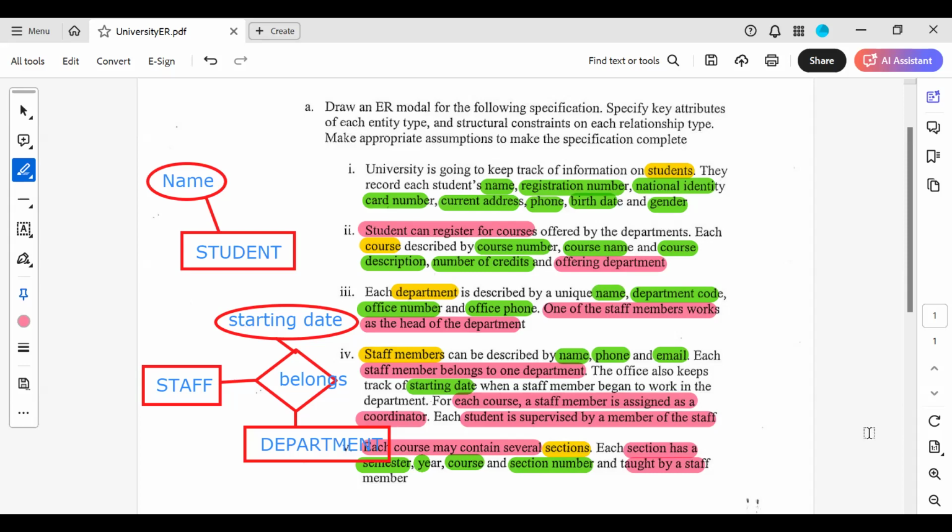Okay, courses are offered by departments. Is it one-to-one, one-to-many or many to many? Many to many.